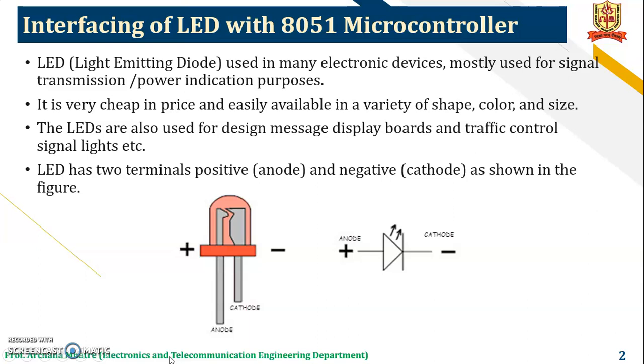LED has two terminals, positive and negative. The positive terminal is the anode terminal of the LED and the negative terminal is the cathode terminal, as shown in the figure. Now in this figure you can see the diagram of LED. It has two terminals, anode and cathode. Anode is the positive terminal, cathode is the negative terminal. This is the symbol of LED, as it is a light emitting diode. These two arrows indicate that it will emit light.